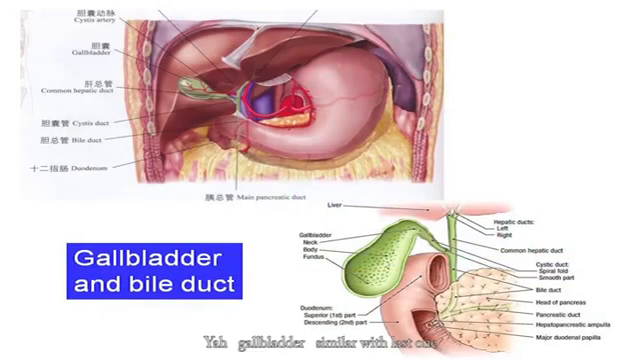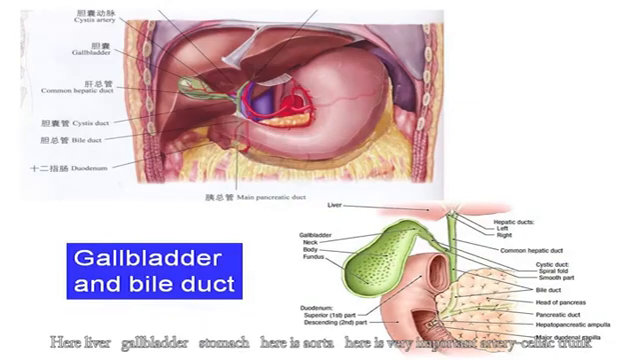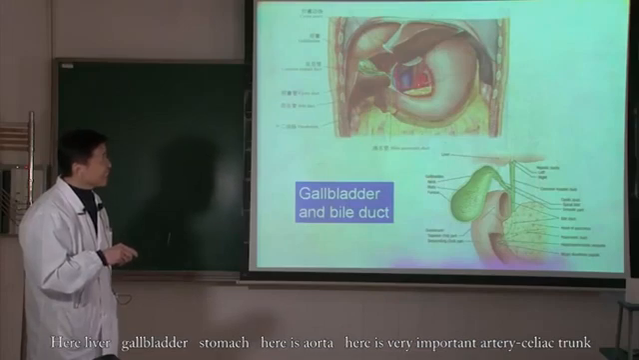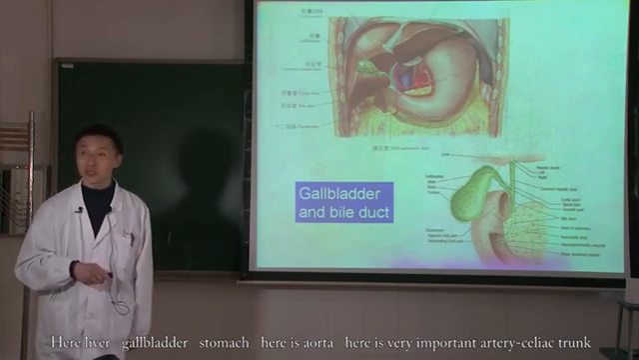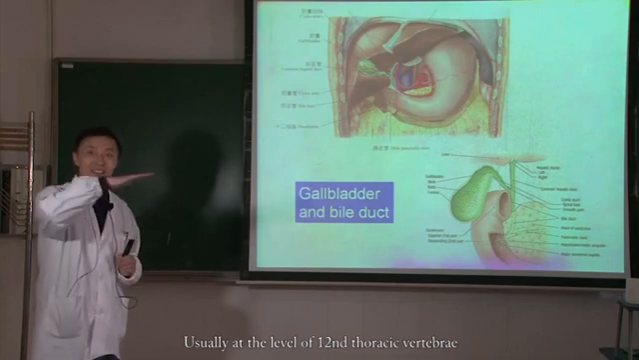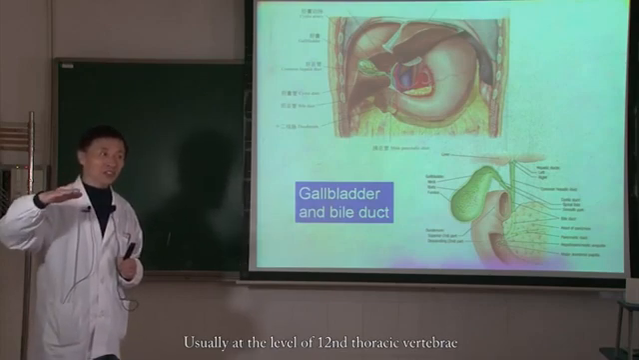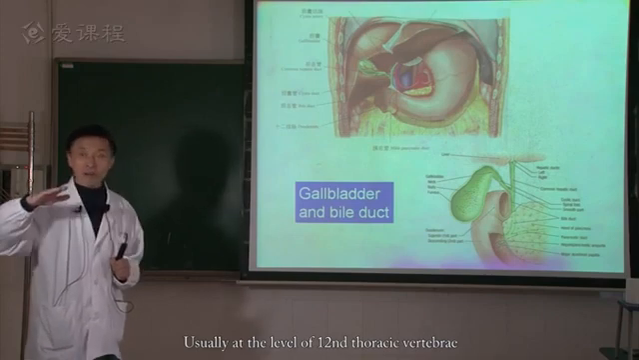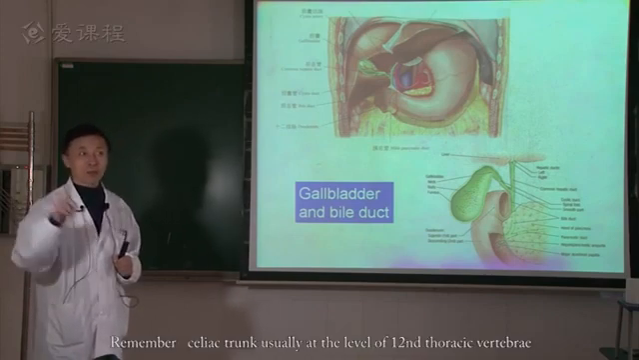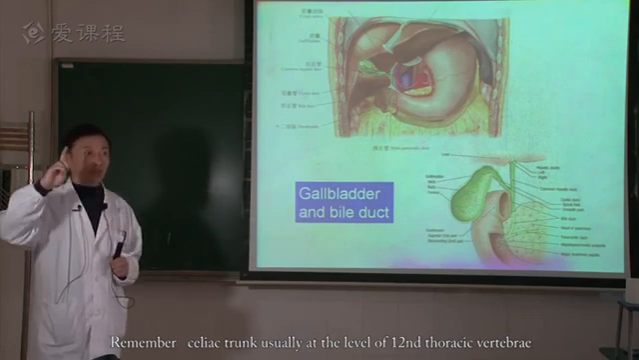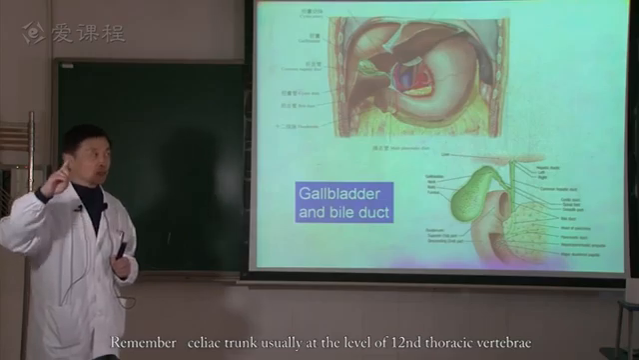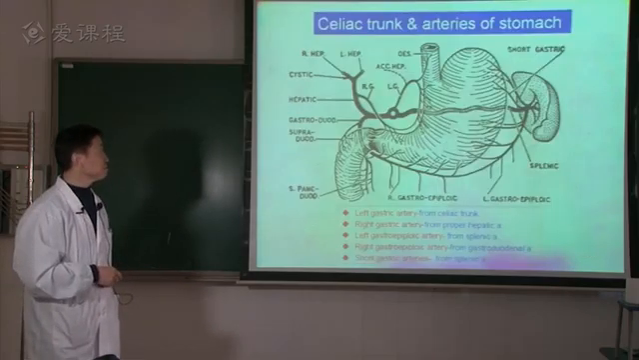Yeah, gallbladder, similar to the last one. Here liver, gallbladder, stomach. Here is the aorta. Here is a very important artery called the celiac trunk, usually at the level of the first lumbar vertebra. Remember, the celiac trunk is usually at the level of the first lumbar vertebra.